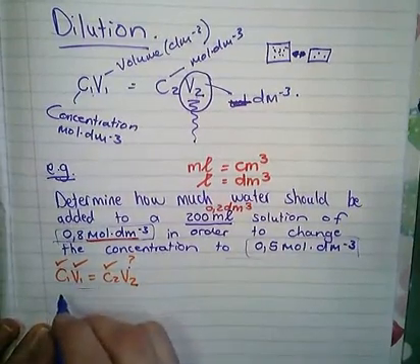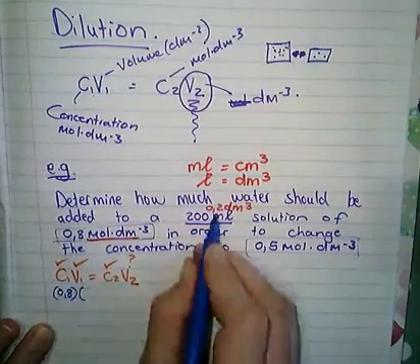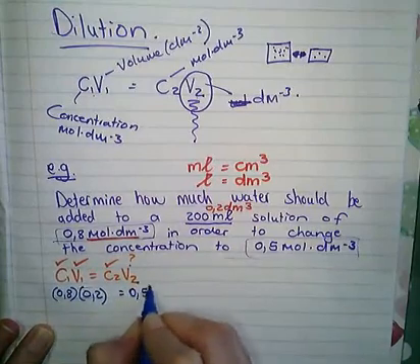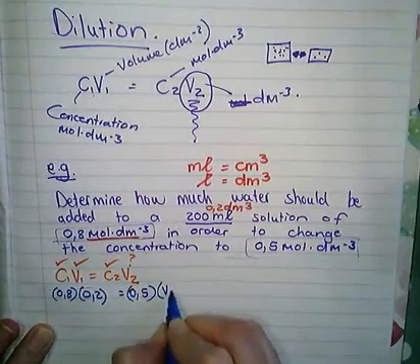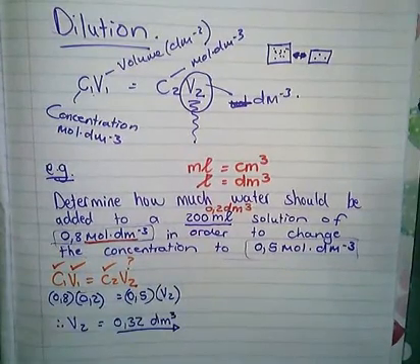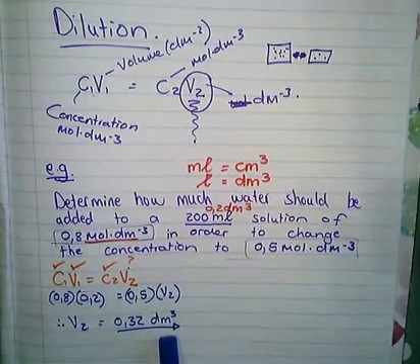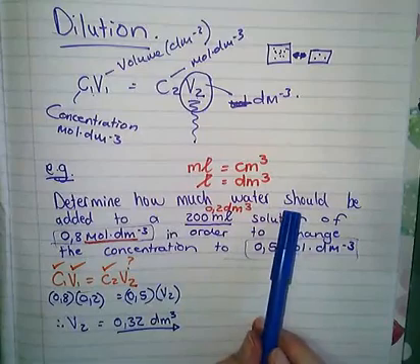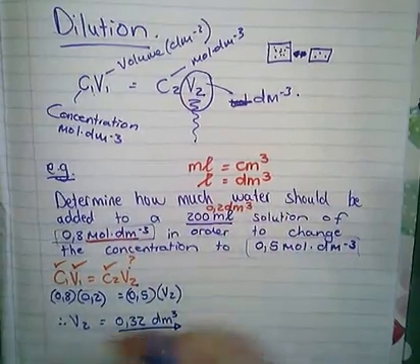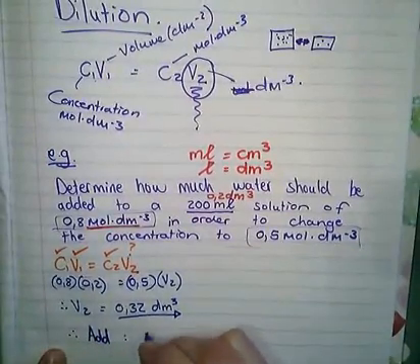So then we get that V2 as 0.32 cubic decimeters. But that was not the question. The question is, how much water should we add? So that means we need to add what we have finally minus what we had initially. So that's 0.12 cubic decimeters of water that we need to add to the original solution to give us that new concentration.